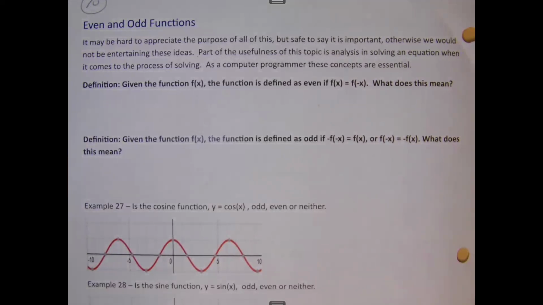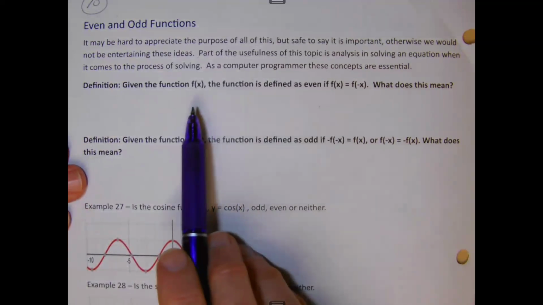Part of the usefulness of this topic is analysis and solving an equation, when it comes to the process of solving. That's one thing. As a computer programmer, these concepts are essential because they give you insight into things. In other words, when you code, you try to code as efficiently as possible, and knowing certain attributes allows you to code more efficiently. So let's first look at its definition.